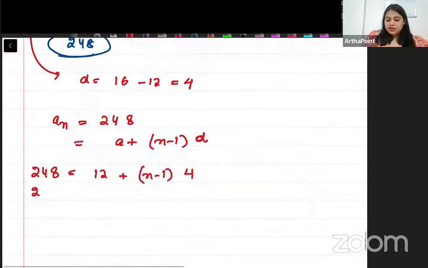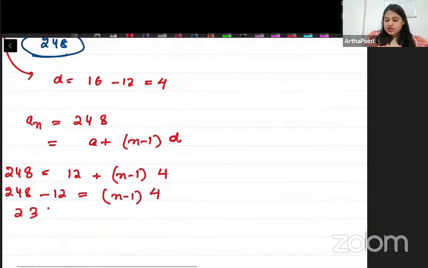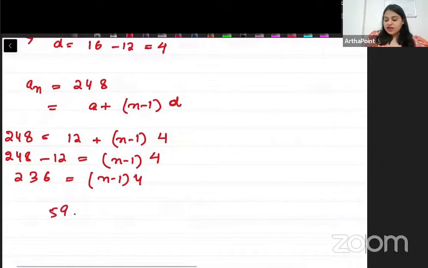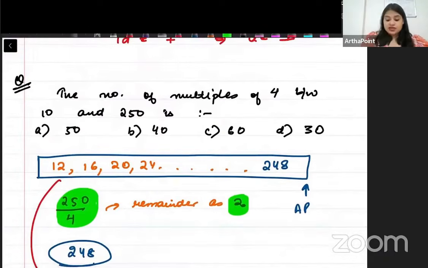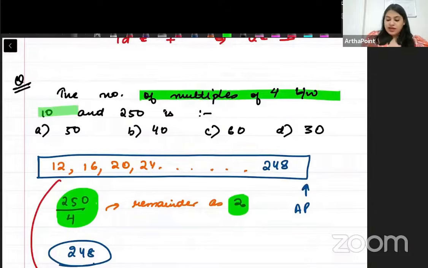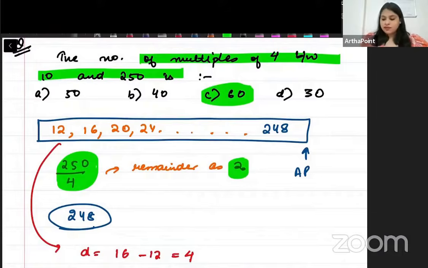So 248 minus 12 will be (n minus 1) into 4. 248 minus 12 is 236, so 236 will be (n minus 1) into 4. If you divide this, 59 will be n minus 1, so n will be 60. You would never have thought that this is a question on AP. The number of multiples of 4 between 10 and 250 is actually 60. That's the answer to this question.